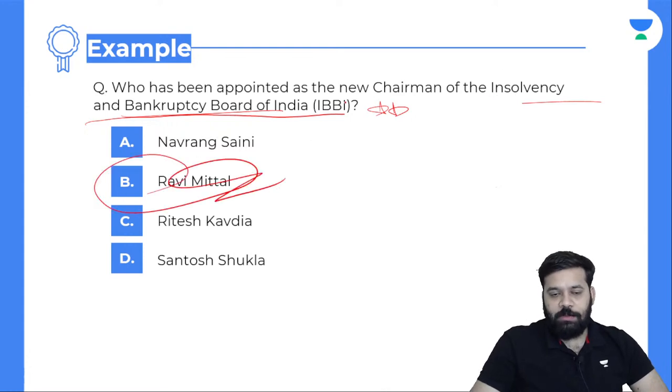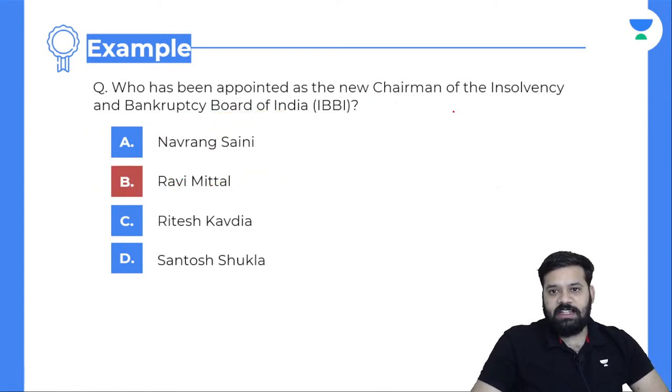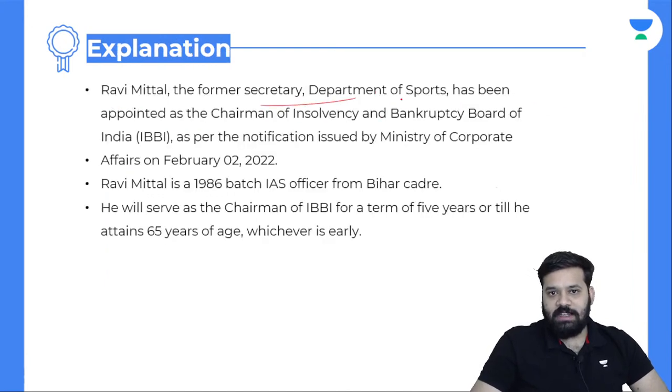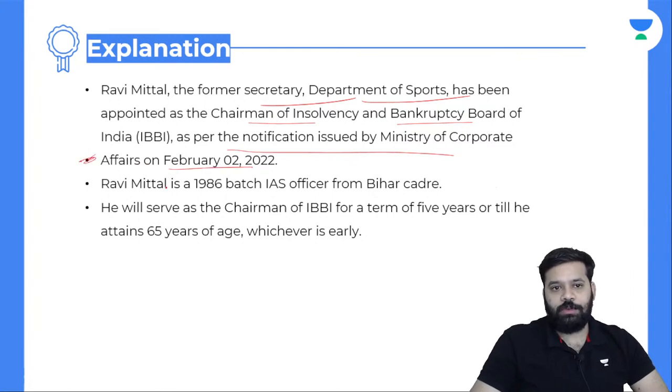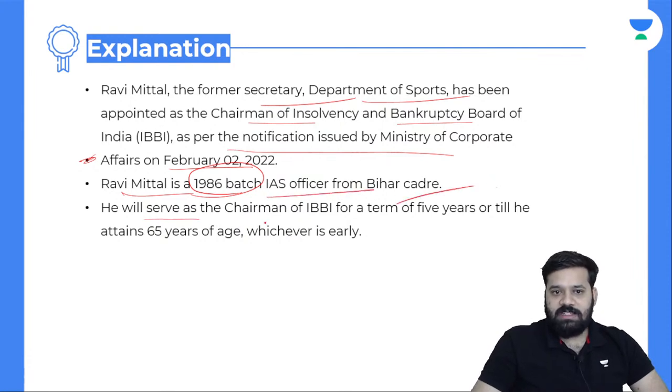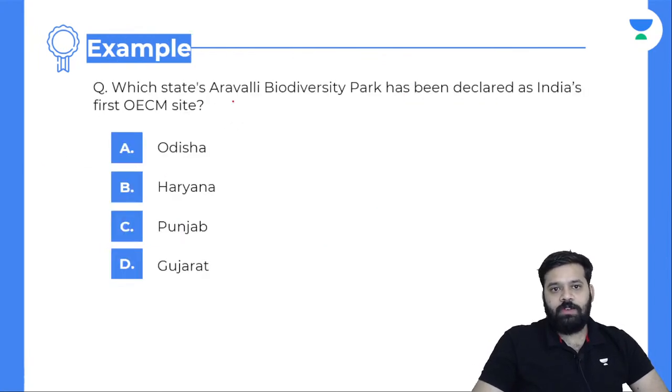Yes, Ravi Mittal is the right answer. Ravi Mittal is the new chairman of Insolvency and Bankruptcy Board of India. Ravi Mittal, a former secretary, Department of Sports, has been appointed as the chairman of the Insolvency and Bankruptcy Board of India as per the notification issued by the Ministry of Corporate Affairs on Feb 2, 2022. Ravi Mittal is a 1986 batch officer from Bihar Cadre. He will serve as the chairman of IBBI for a 5-year term or until attaining the age of 65 years, whichever is earlier. Going forward, which state's Aravali Biodiversity Park has been declared as India's first OECM site?